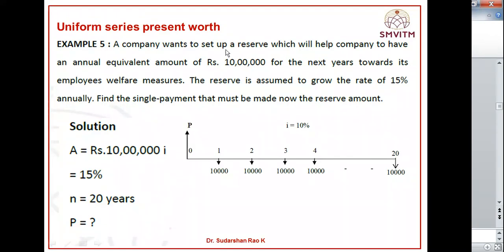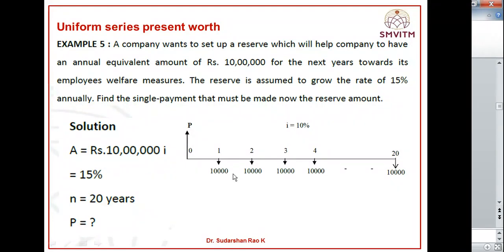A company wants to set up a reserve which will help the company to have an annual equivalent amount of 10 lakh rupees for the next years towards its employees' welfare measures. That is, every year they need 10 lakh rupees. The reserve is assumed to grow at the rate of 15% annually. Find the single payment that must be made now.